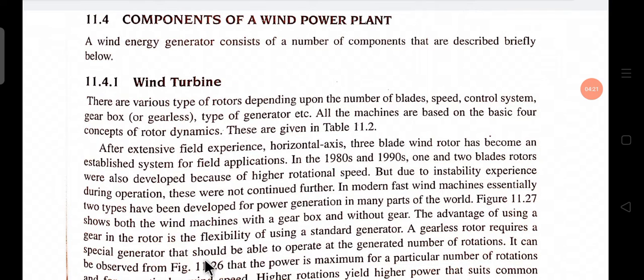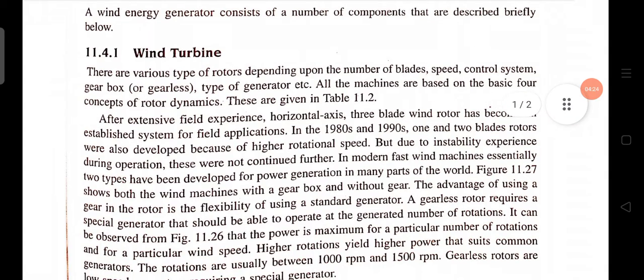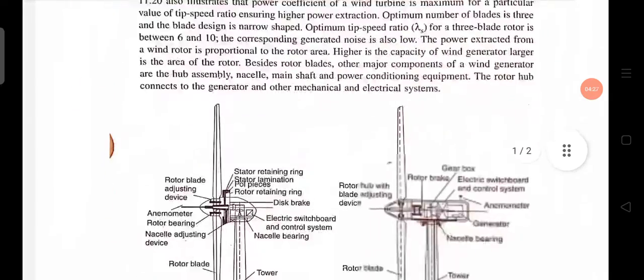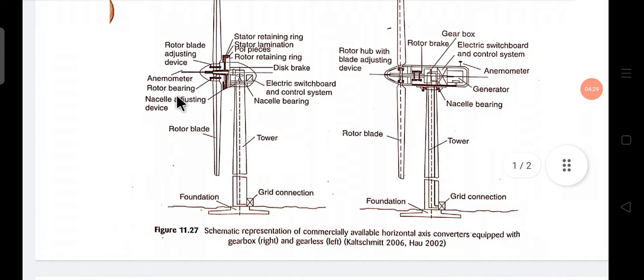It can be observed from Figure 11.27 that there are two types of rotor. One is gearless, and this is the rotor with gear. Now you see here the gearbox, and you see the extra components where the generator is connected.